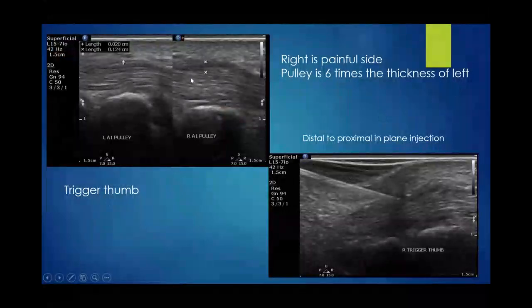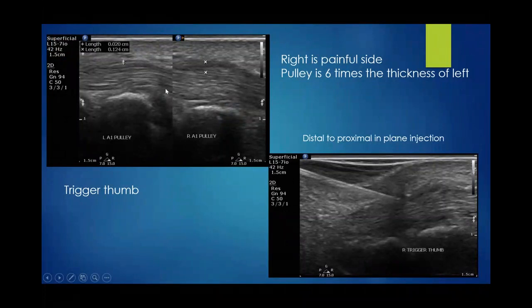Here's an example of trigger thumb. So the top left image shows the normal left and an abnormal right side, where the right retinaculum is much thicker than it is on the normal side, and then we're injecting it here in the bottom right image.